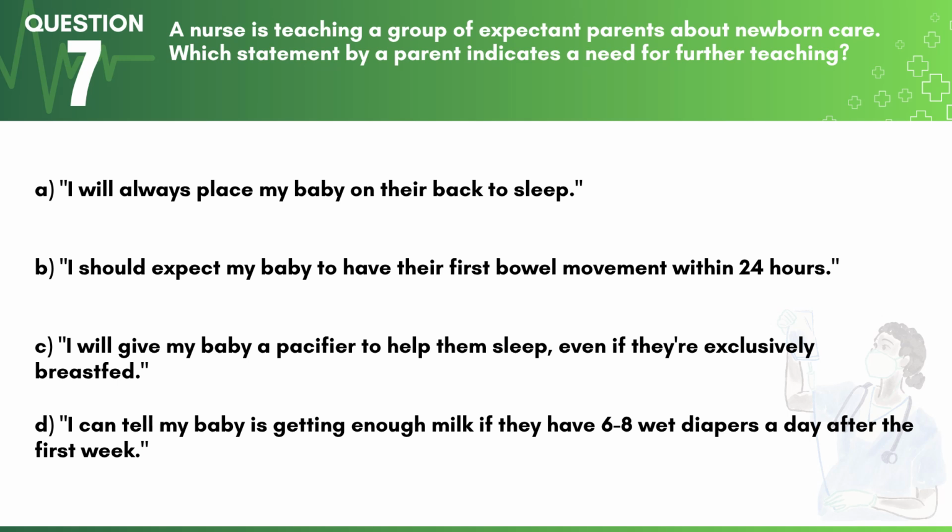Question 7. A nurse is teaching a group of expectant parents about newborn care. Which statement by a parent indicates a need for further teaching? A. I will always place my baby on their back to sleep. B. I should expect my baby to have their first bowel movement within 24 hours. C. I will give my baby a pacifier to help them sleep, even if they're exclusively breastfed. D. I can tell my baby is getting enough milk if they have 6 to 8 wet diapers a day after the first week.